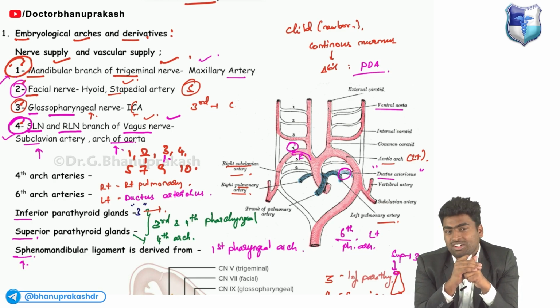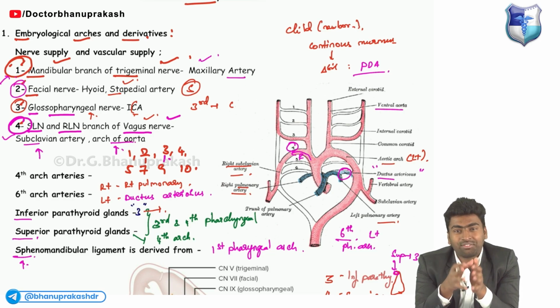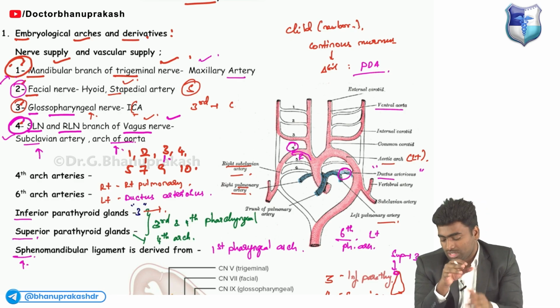And the sixth arch arteries include two arteries. As I told you, it is what? It is the pulmonary artery on the right and left side, and on the left side especially, we have the ductus arteriosus. Right? On the left side, it is what? It is the ductus arteriosus. So these are the pharyngeal artery derivatives you should remember.